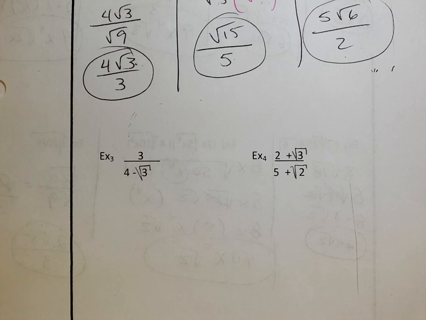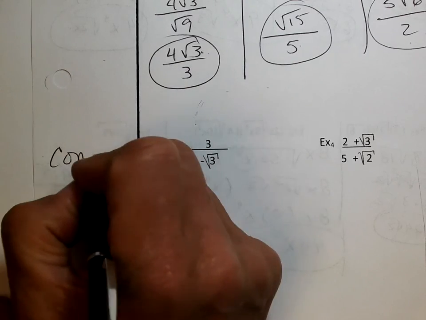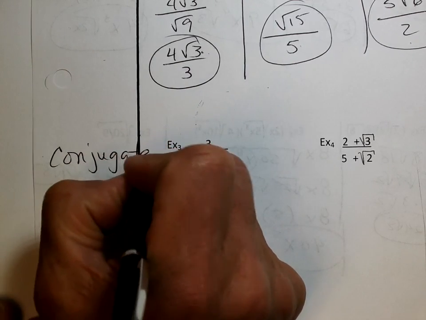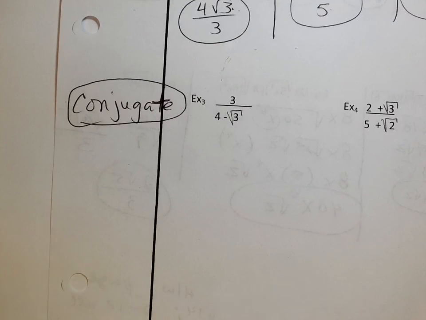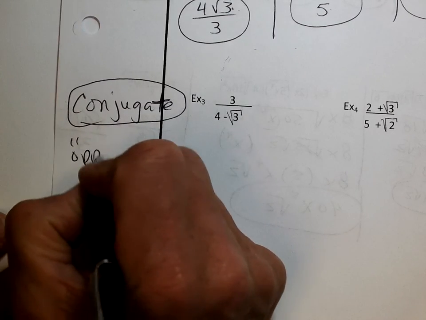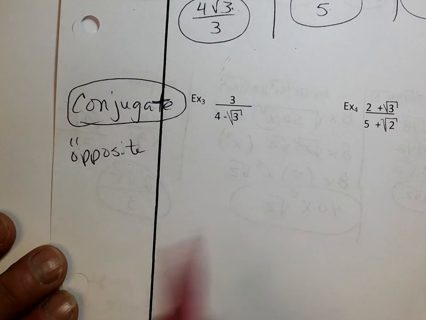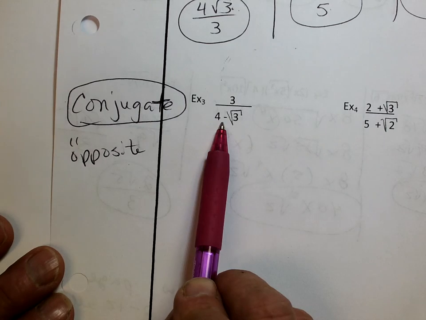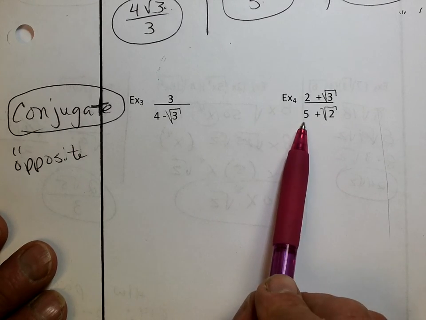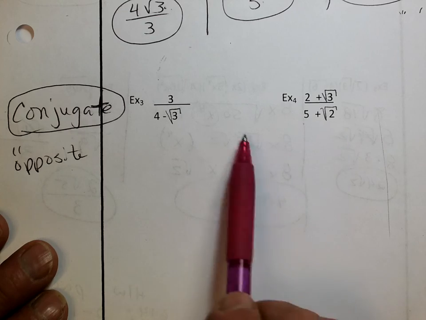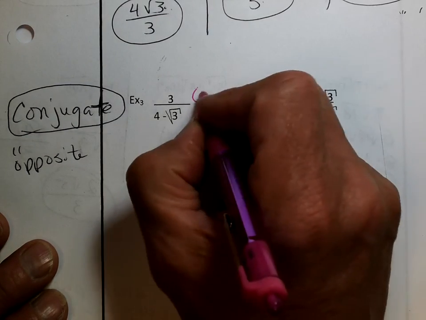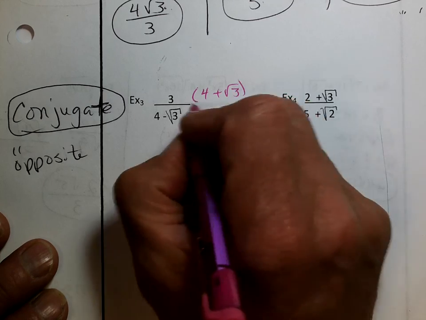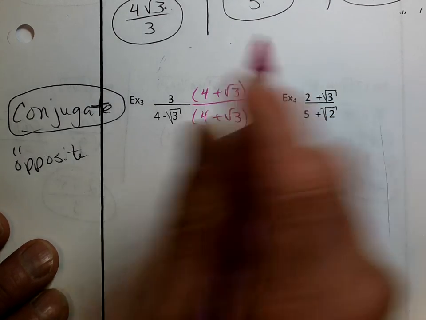So what we're going to do is multiply by the thing called the conjugate. I'm going to write that down. The conjugate. Okay? Now, you don't have to memorize this word, but I will use it. The conjugate's just the opposite. So I'm going to multiply by the conjugate of this. The conjugate of this is 4 plus the square root of 3. The conjugate of this is 5 minus the square root of 2. That's all the conjugate is. It's just the opposite sign. So I'm going to multiply top and bottom by 4 plus the square root of 3. Okay?